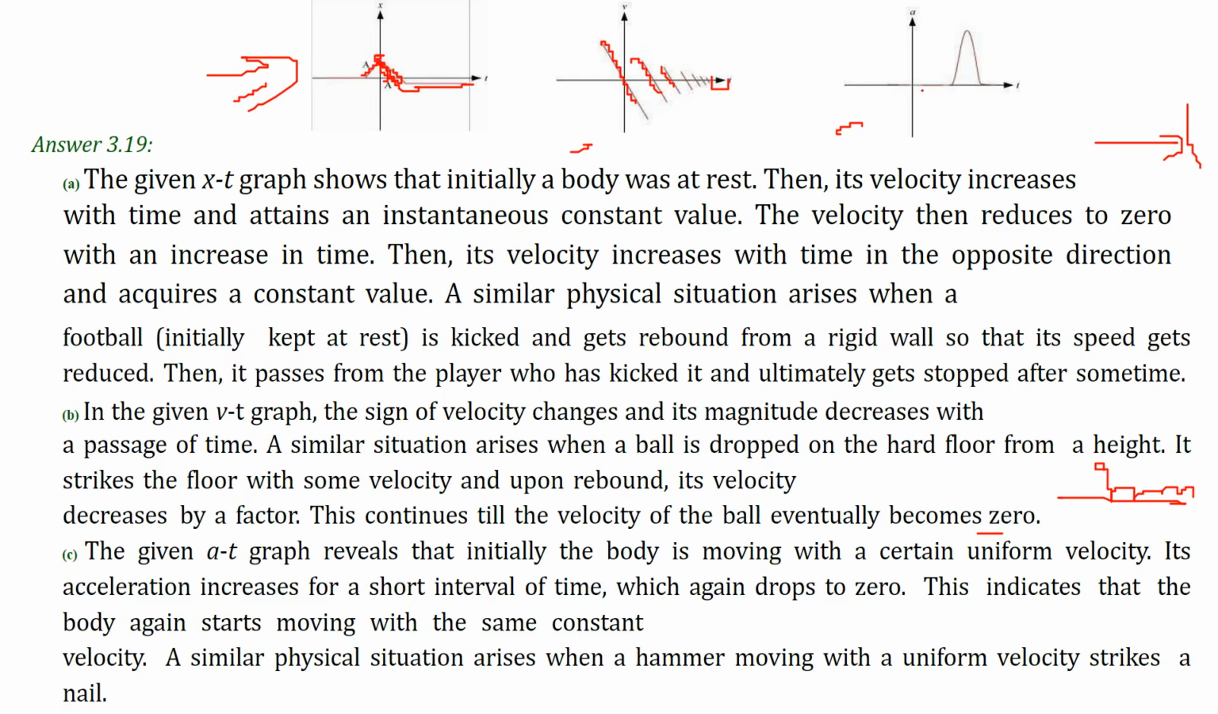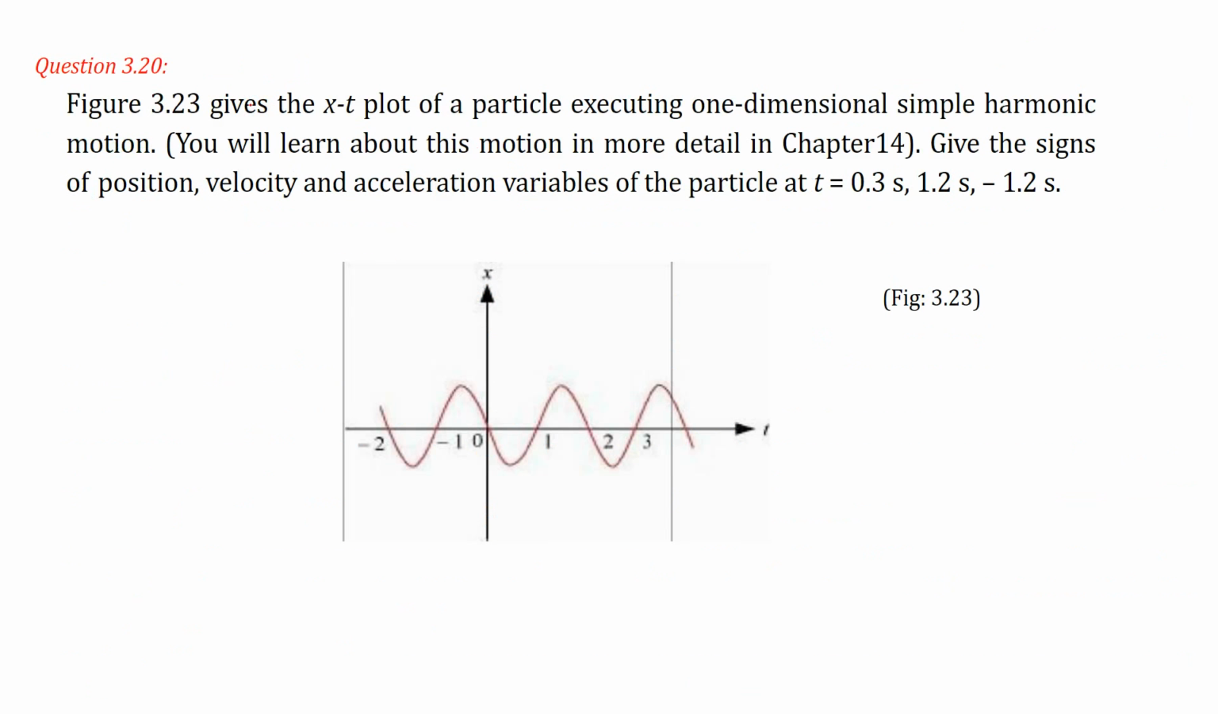The last one is an a-t graph. This a-t graph shows that initially the body is moving with a certain uniform velocity. Its acceleration increases for a short interval of time, then it drops again. What is this indicating? A body starts moving with some constant velocity. This will come when you hit a nail with a hammer. This is the physical scenario.